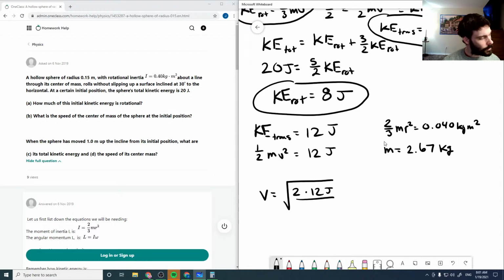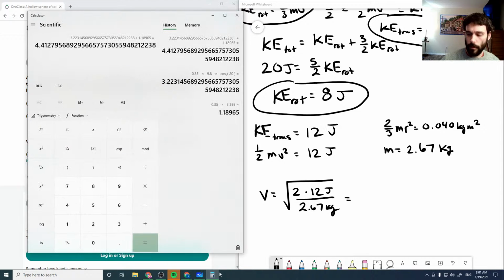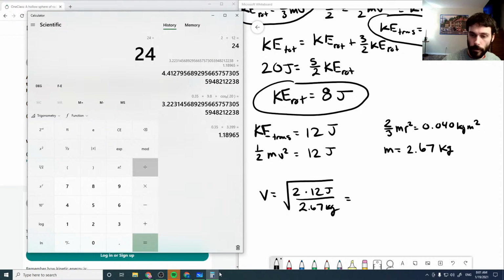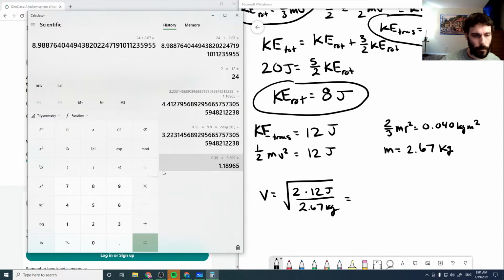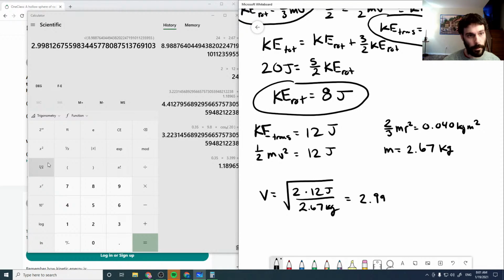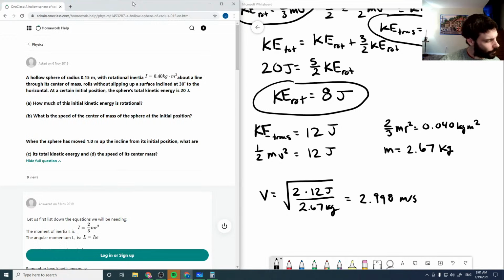Meaning that our velocity is the square root of 2 times 12 divided by 2.67 kilograms. So our velocity is 2.998 meters per second. Okay, so that's our initial speed.